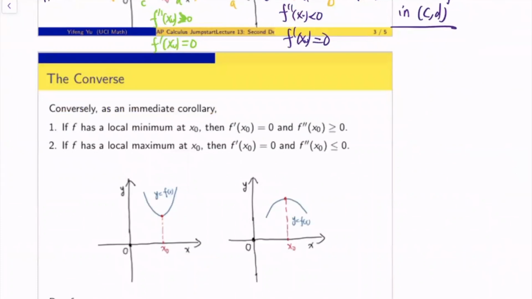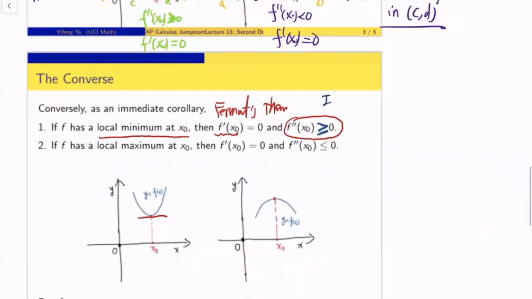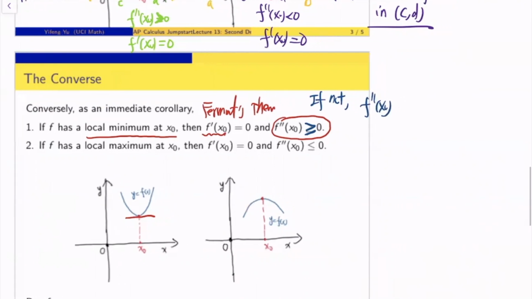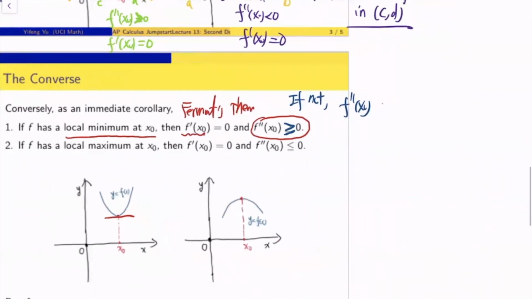Then conversely, we'll have this. Suppose I have a local minimum at the point x0. Then by Fermat's theorem, if I have a local maximum or minimum, it has to be a critical point. Then we also get that the second derivative has to be non-negative, greater than or equal to 0. You say, why is that true? Why does it have to be like that? If not, the second derivative would be less than 0.